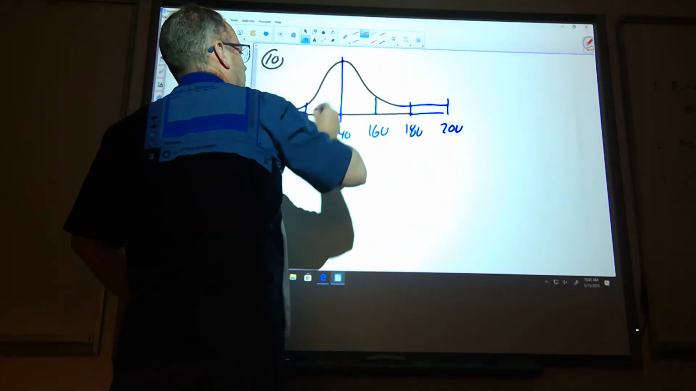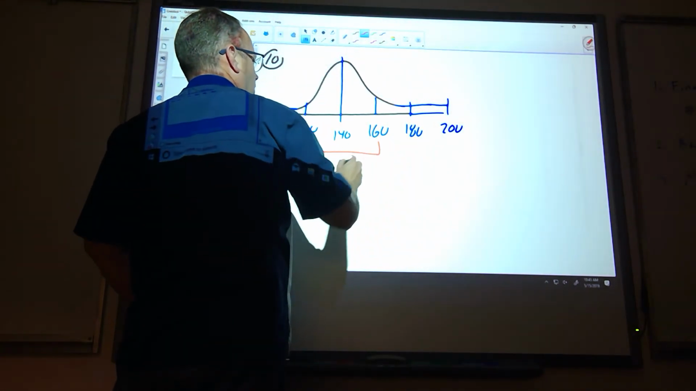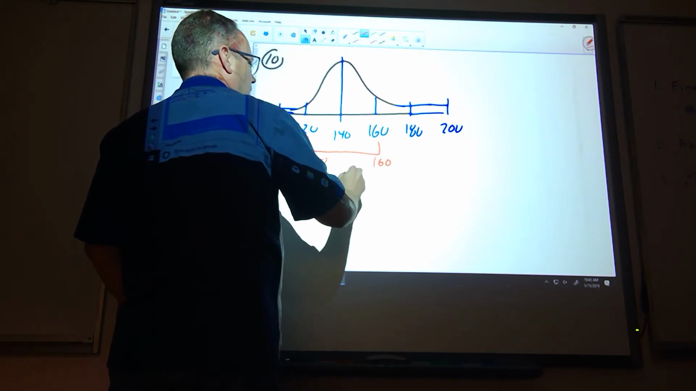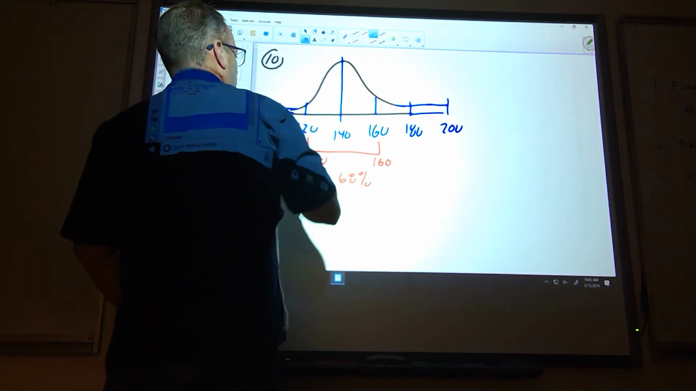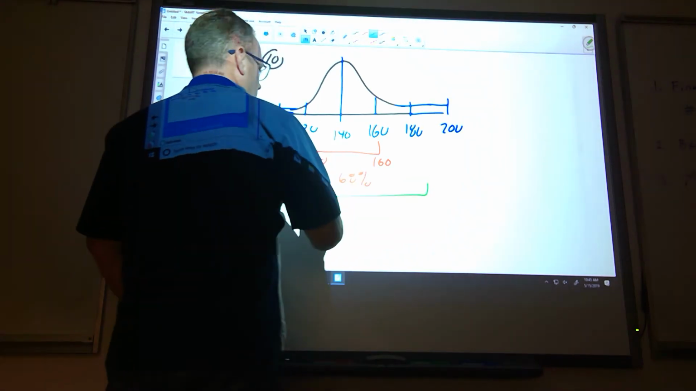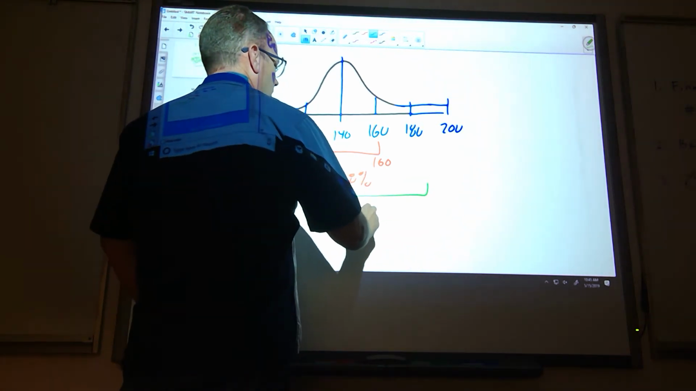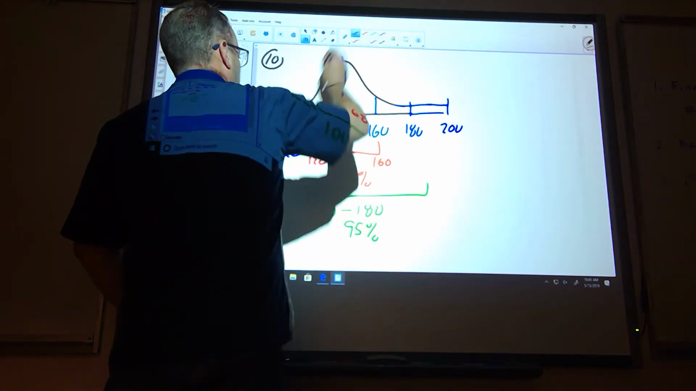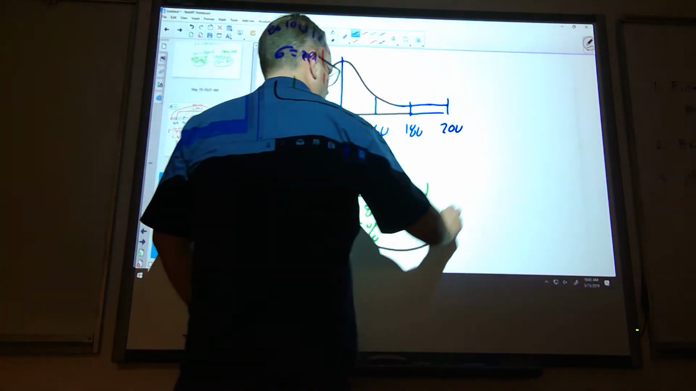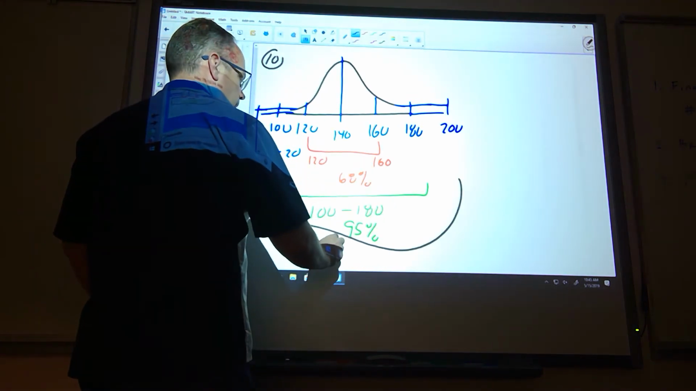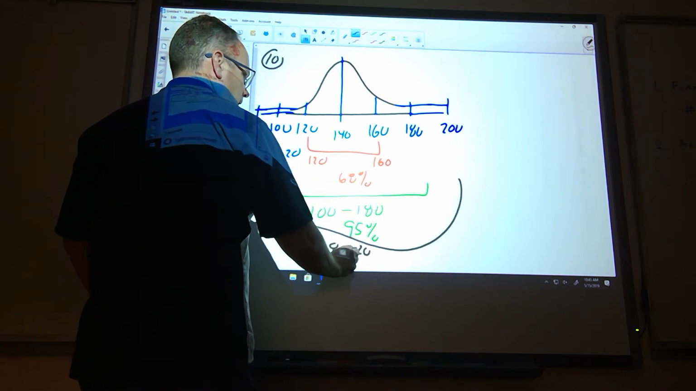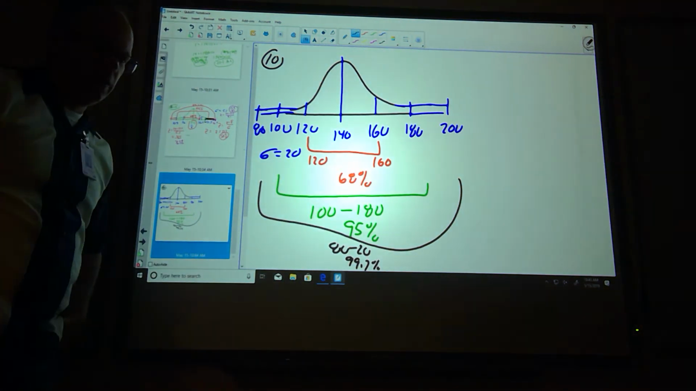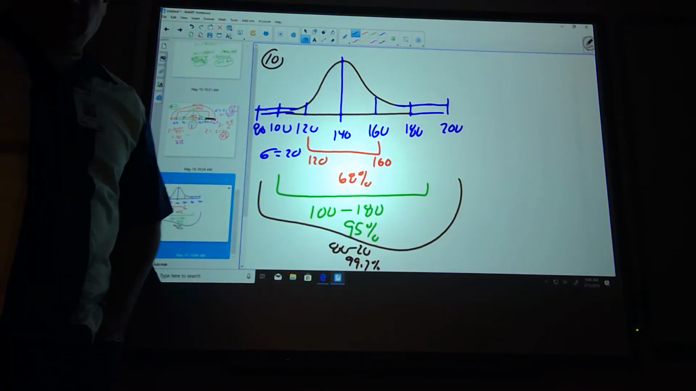Between one standard deviation, so from 120 to 160, you're talking about 68% of your population. From 100 to 180, you're talking about 95% of your population. And then from 80 to 200, talking about 99.7% of your population. So I think based off this, we can figure out everything.